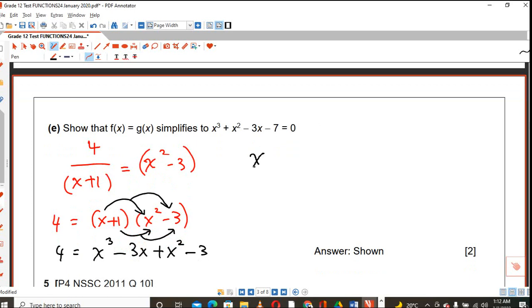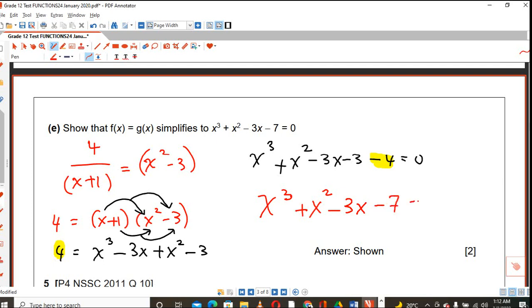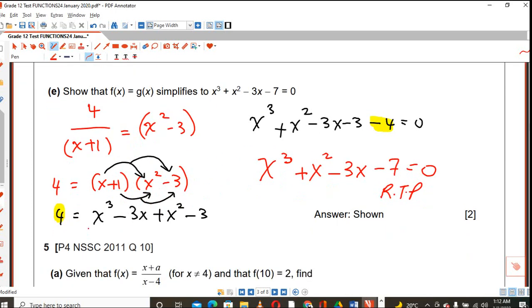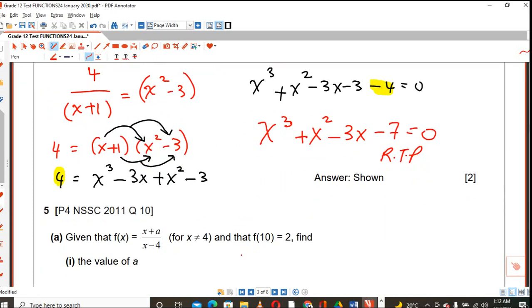So I'm going to have x cubed plus x squared minus 3x minus 3 minus 4. Okay, so that minus 4 is not positive. The moment I bring it over, it becomes a minus 4. So the last part leaves me with x cubed plus x squared minus 3x minus 7. And this is what we are required to prove. Most of that work is whatever you do when you are doing cross multiplication.